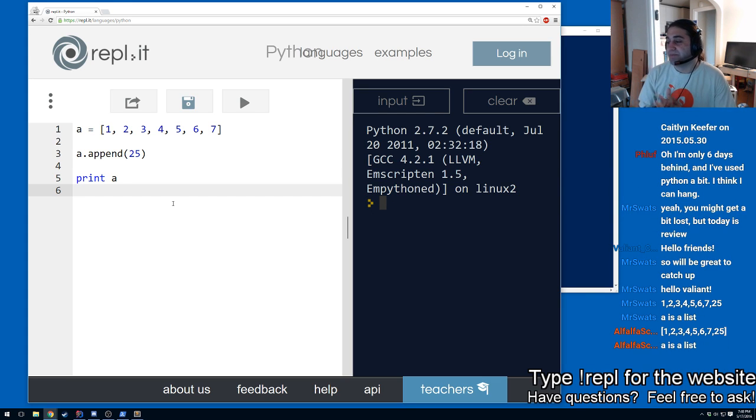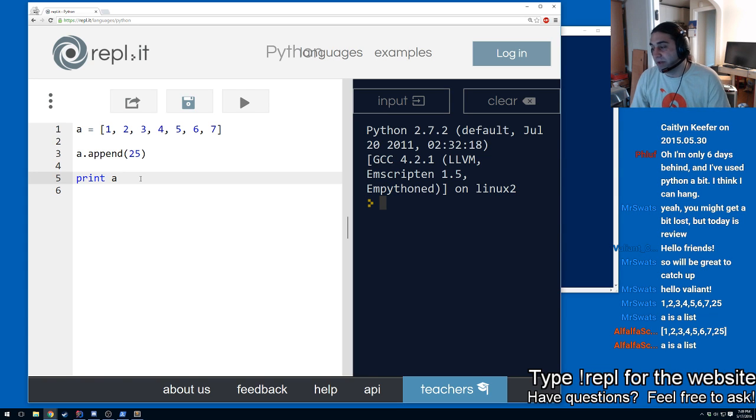All right, good. You all remember. So yes, A is indeed a list. And it prints 1, 2, 3, 4, 5, 6, 7, 25. So A is a list. We call the append method on it, or the append function, whatever you want to call it, with the argument 25, and then we go ahead and print it.